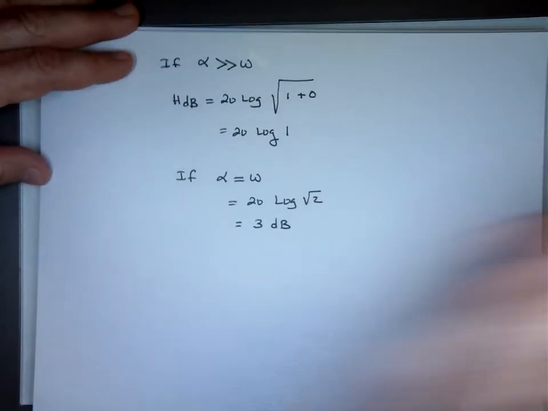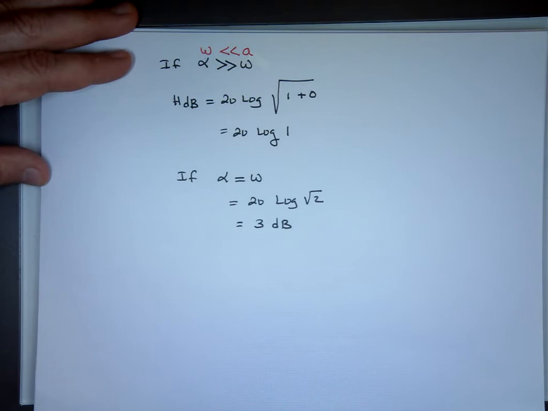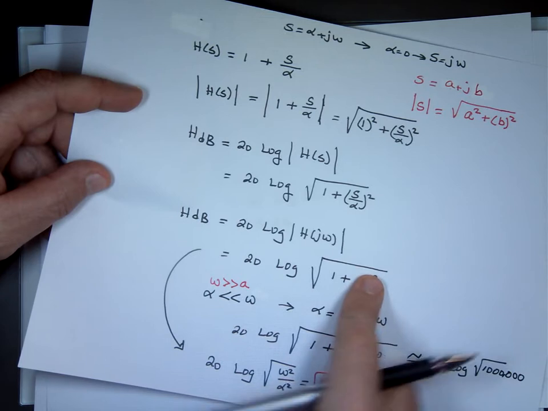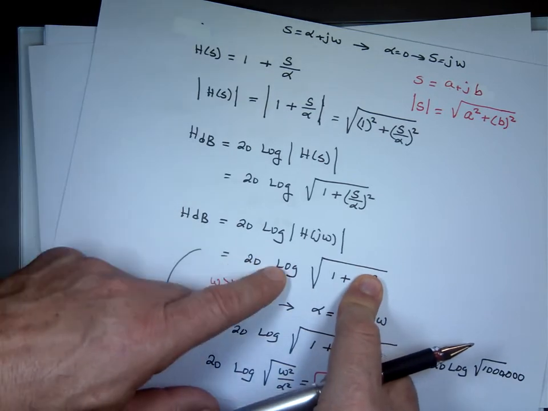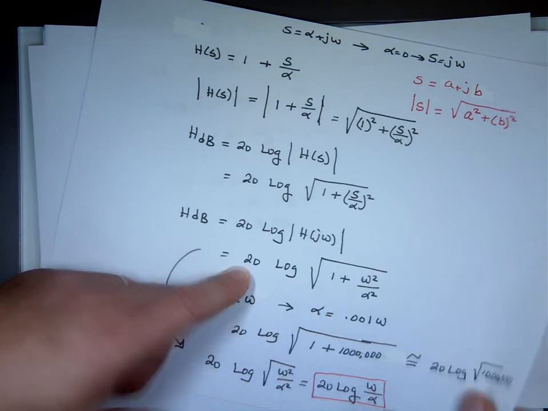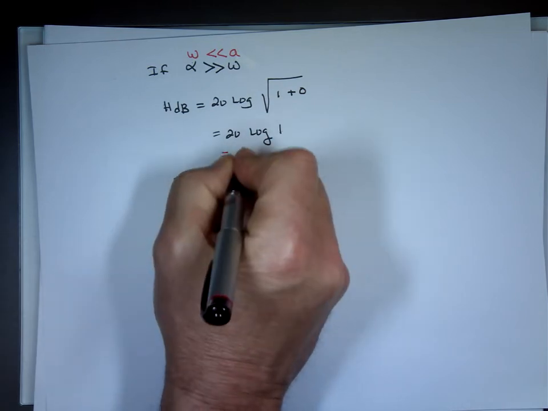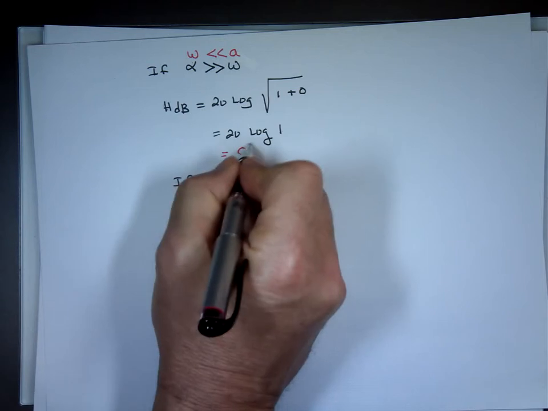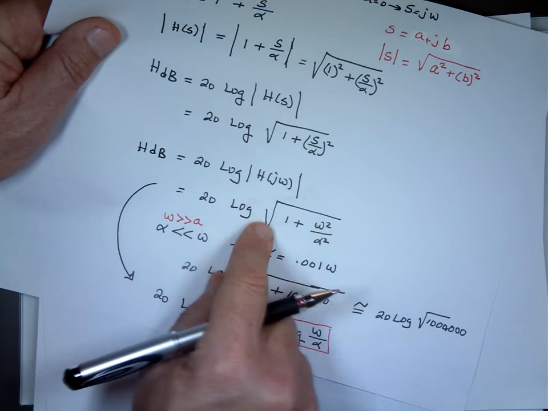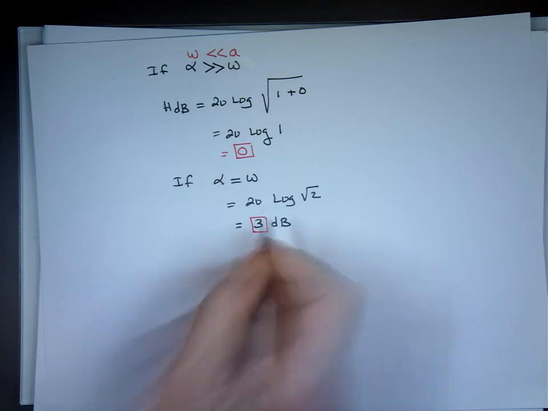If A is less than W, which means W really is much, much less than A. If you go back to this one, W is way smaller than A, this will go to 0. And you end up with 20 log of 1, which is what? 20 log of 1, that happens to be 0. Log of 1 is 0 times 20, that's a 0. And when alpha equals W, this is a 1. This will be 20 log the square root of 2, which is 3. Now let's graph it.